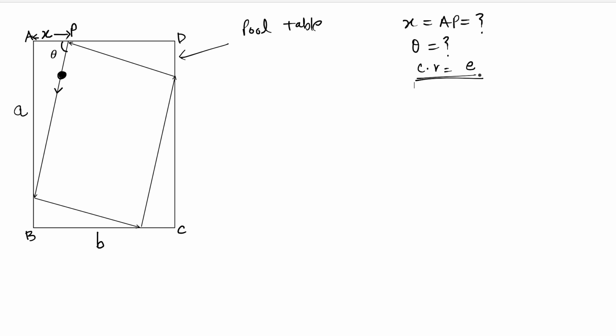Okay, let me start solving it now. So let's say this angle is theta and the first hit is happening at Q. Okay. So let's take a normal here. Same way, normal. And if this is theta, this is 90 minus theta. So this one is theta. Okay. And let's assume that this angle is alpha.